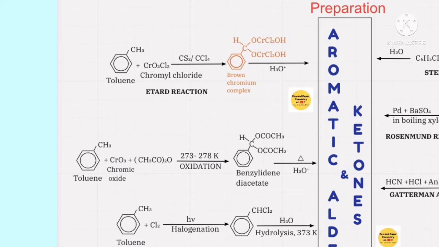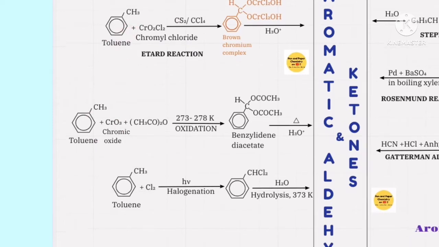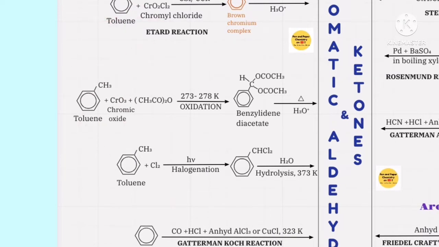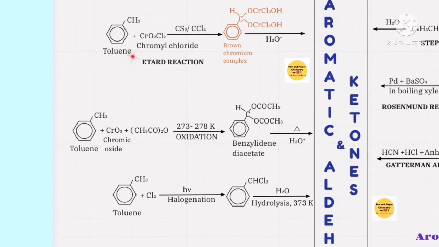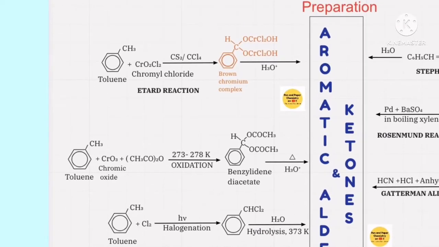I would encourage you to write the reactions yourself. If you notice, aromatic aldehydes have been prepared from the same compound. You see, the first one is toluene, toluene, toluene. Same compound but in 3 different ways. The first one is called Etard reaction. The second is simply oxidation in the presence of chromic oxide and acetic anhydride. The third is halogenation followed by hydrolysis. So let me start with each reaction step by step. So go and write the reactions.